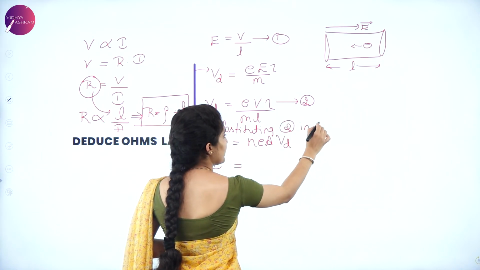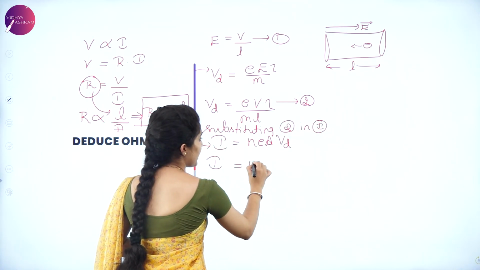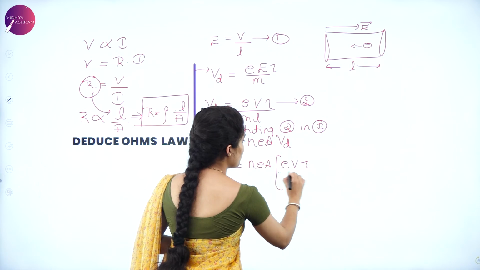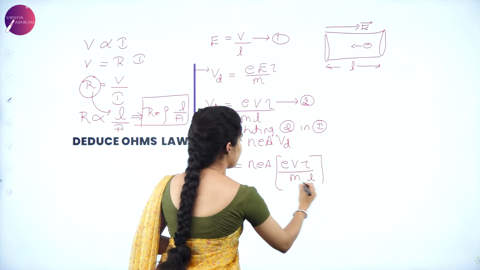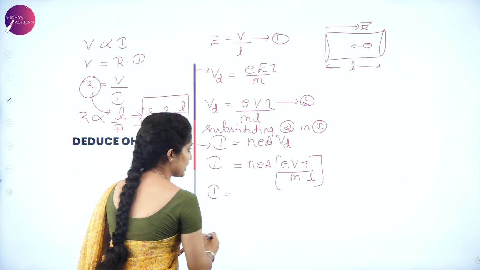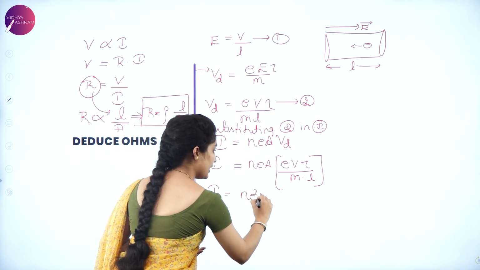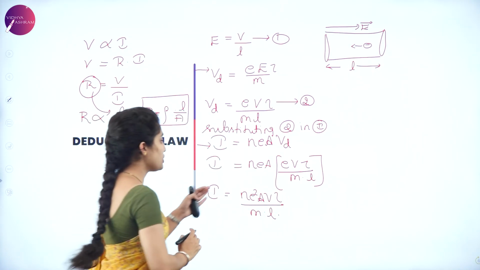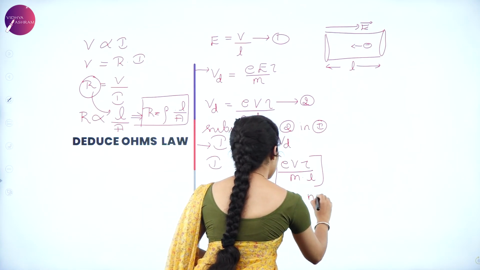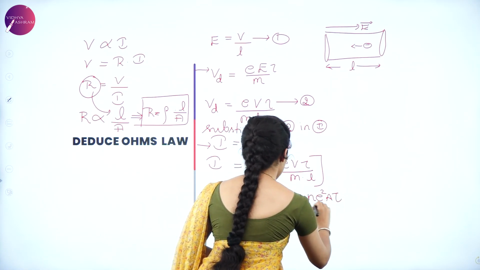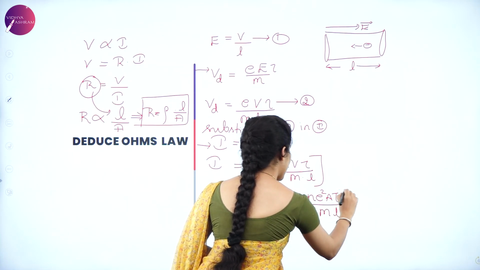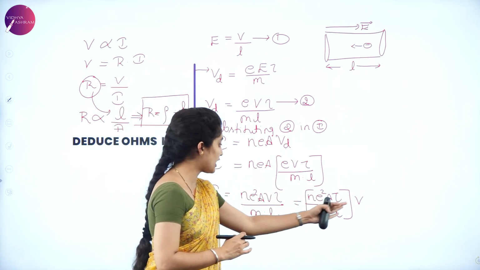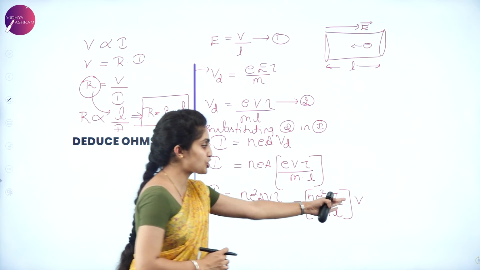So here I is equal to, substituting equation 2 in I, you have neA, what is Vd? It is eV tau divided by m into L. So you have got the equation I is equal to n e square A V tau divided by m into L. So this is the equation which can be rewritten as n e square A tau divided by m into L, and the whole set of equation is put inside and V is put outside, with I is equal to this equation into V.